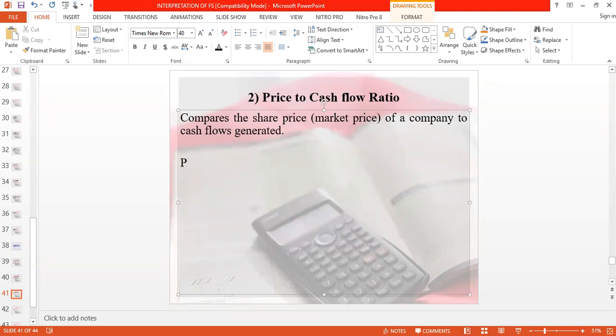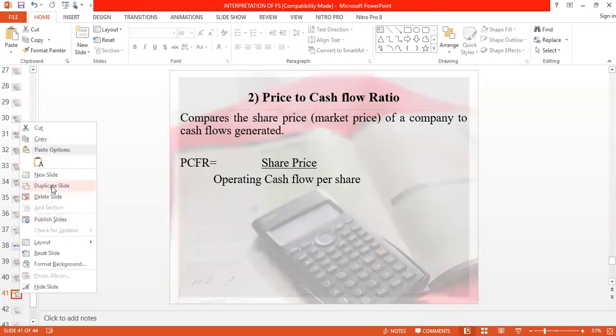So price to cash flow ratio is equal to share price. Everyone knows how to get the MPS. If it is not given, you don't calculate it. Share price of an asset divided by operating cash flow per share. Net operating cash flow per what? Per share. You need to be given the total number of shares in order to calculate it. Again, please write these so that when we are solving, you are aware of it. So that is the second ratio, price to cash flow ratio.